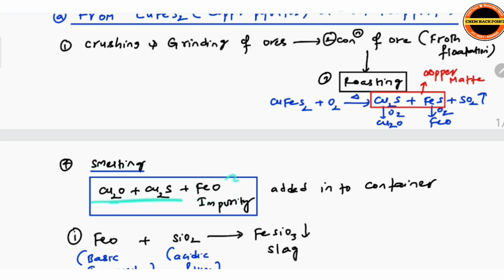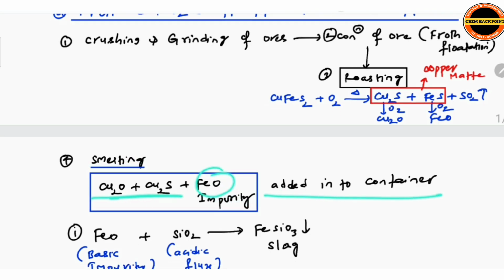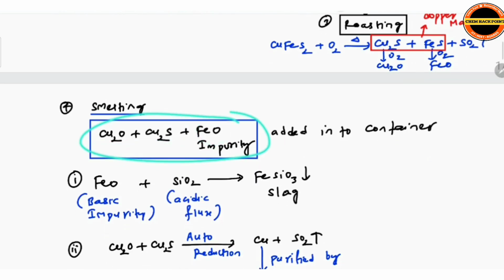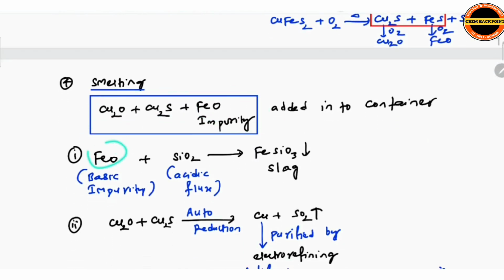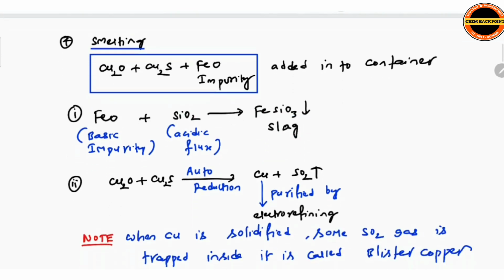The entire mixture is added into the container. Now FeO is a basic impurity, so SiO2, an acidic flux, is added into the container. It removes the basic impurity and forms slag. So iron silicate is formed during copper extraction.